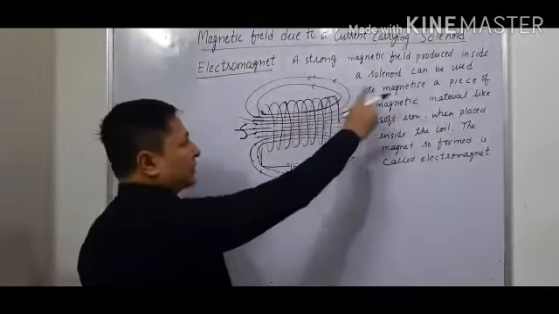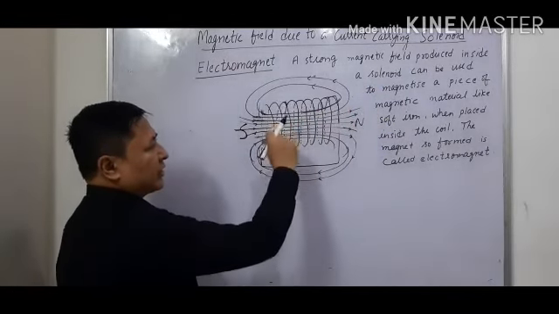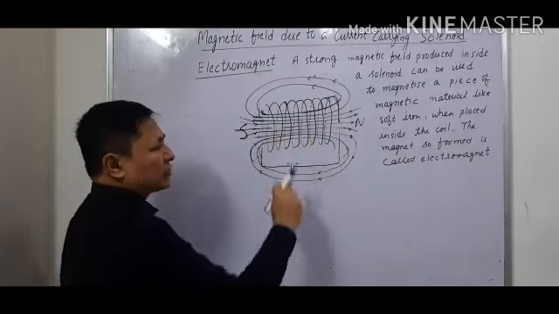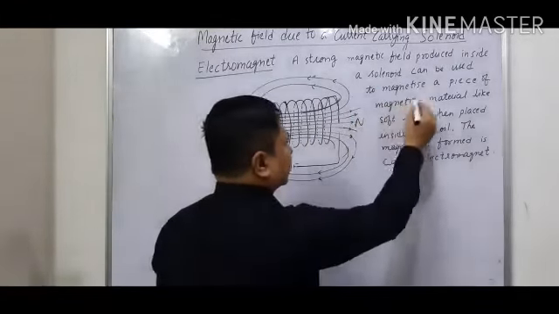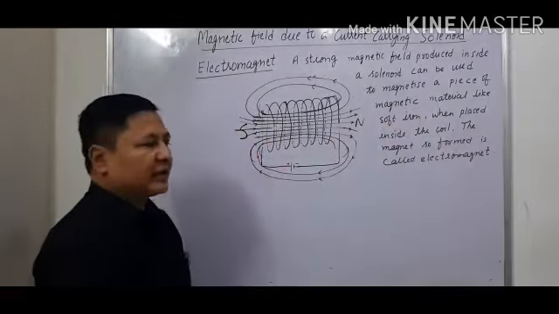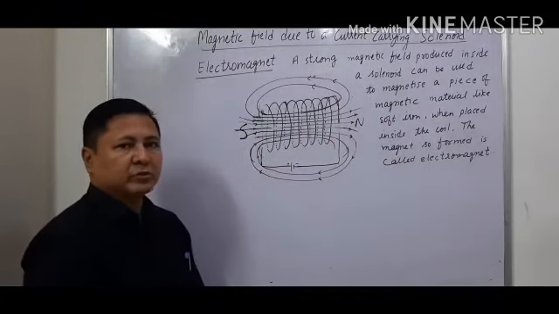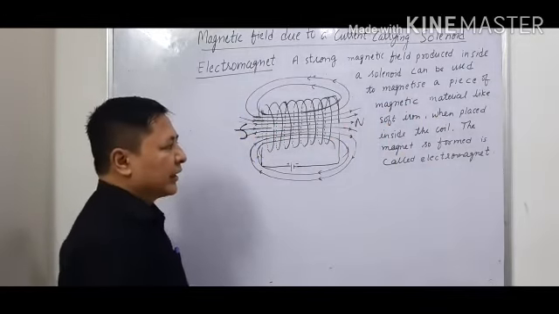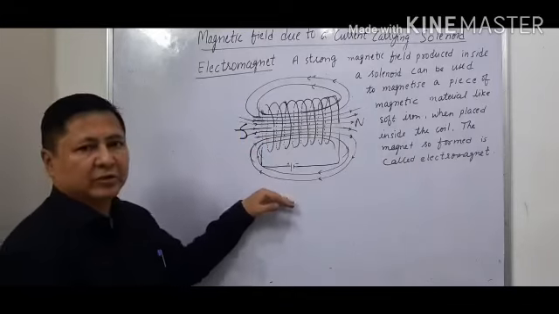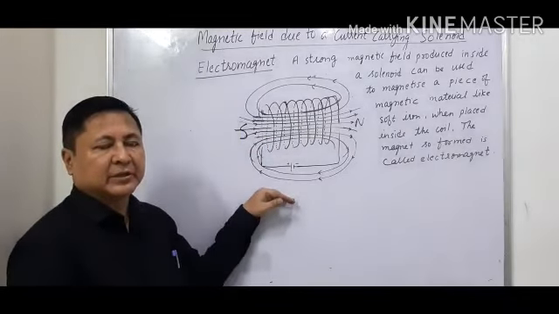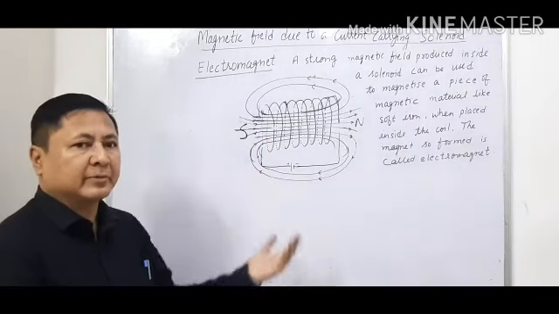An electromagnet: a strong magnetic field is produced inside the coil. This is a coil, this is a solenoid, and inside the coil a strong magnetic field is produced that can be used to magnetize a piece of magnetic material like soft iron. If you put a soft iron inside the coil, it gets magnetized, and the magnet so formed is called an electromagnet.